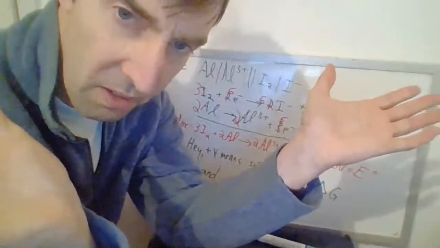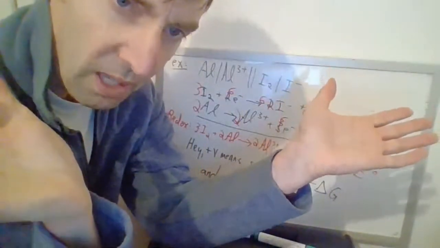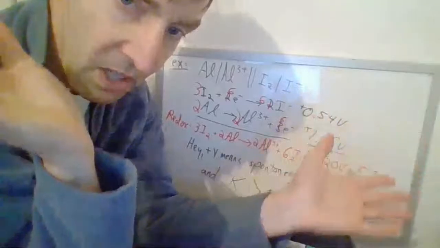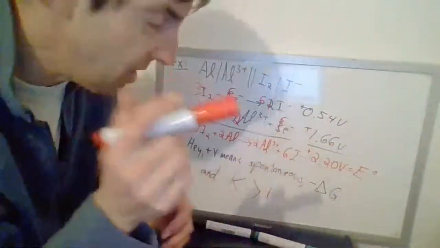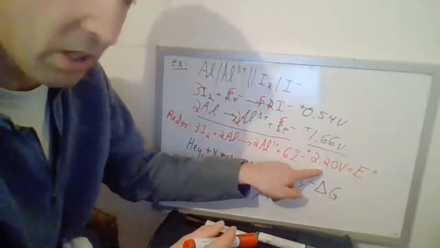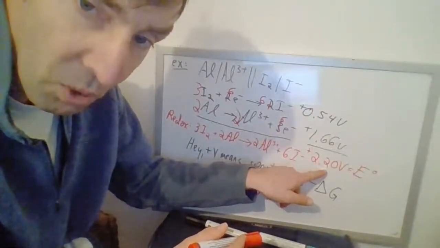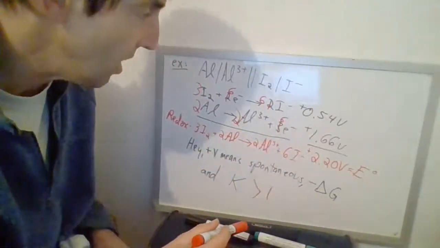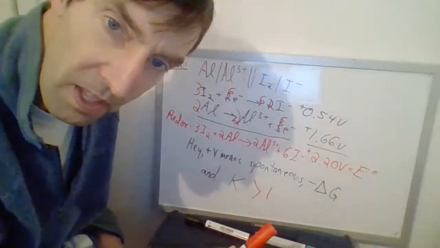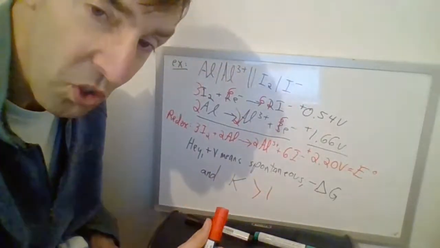Remember K, right? If it's 1, it's not really going anywhere. If it's going towards the product, so it's spontaneous, it's going to be greater than 1. This would be probably much greater than 1. This would probably be a really big K, because that's a pretty high voltage. 2.2 is a big voltage. So it's very favorable. It'll be very much a negative delta G as well.